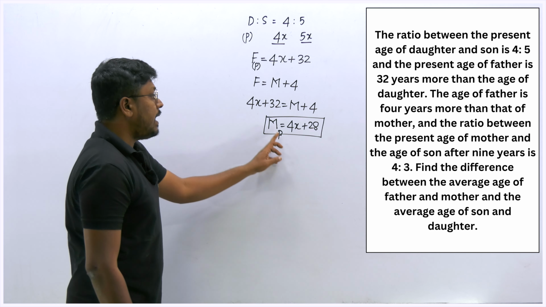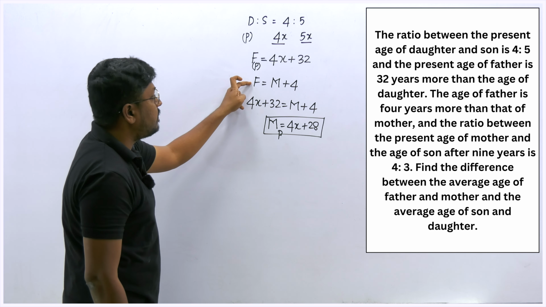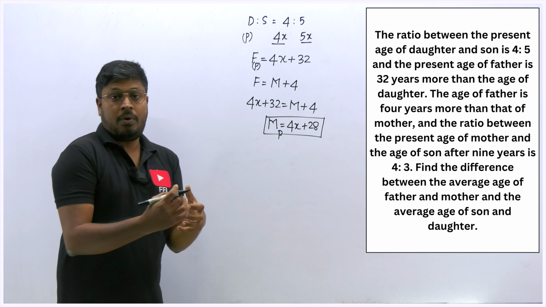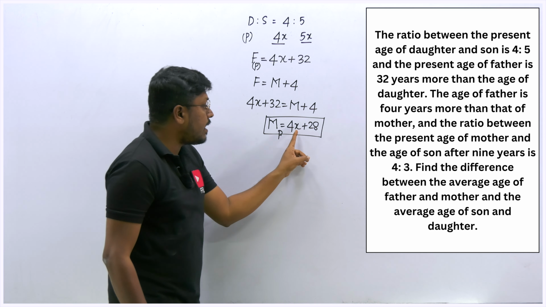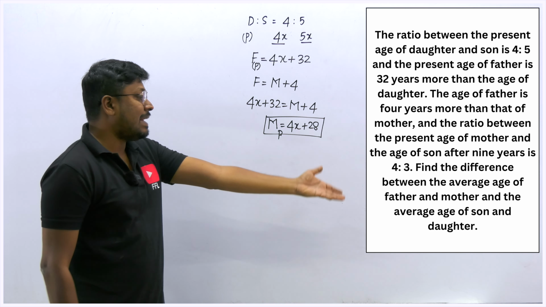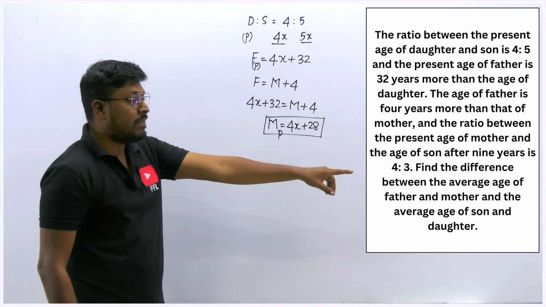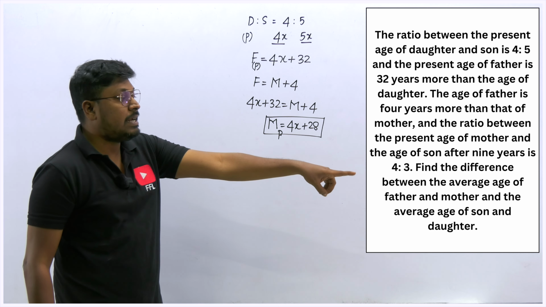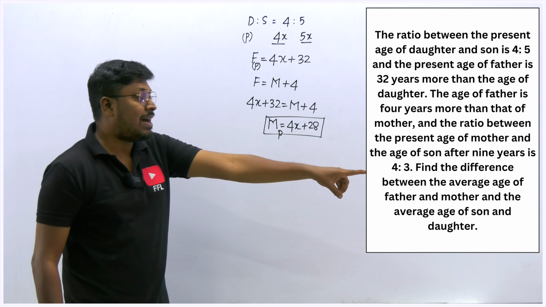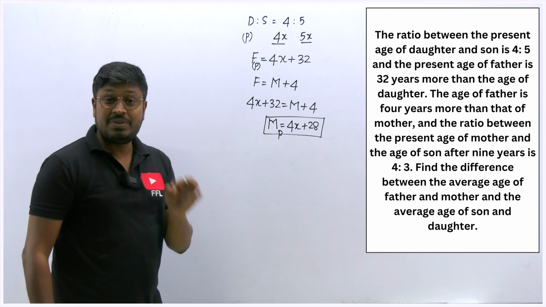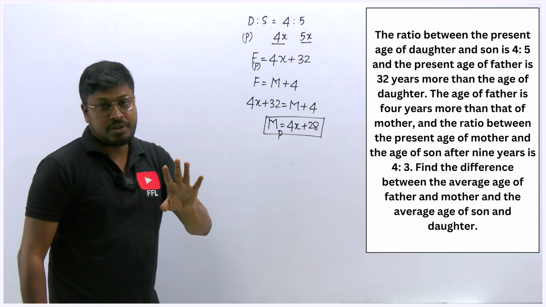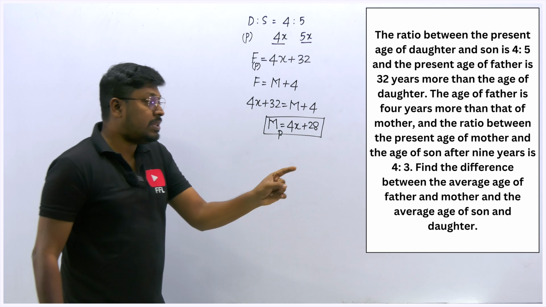So now we found the age of the mother, the age of the father, the daughter's age and the son's age. So every value we found. Now our only target is to find the value of x here. So what is next? Similarly, what are the remaining points they have given? The ratio between the present age of the mother and the son's age after 9 years is 4:3. So just look at the point carefully. They have given a ratio 4:3.